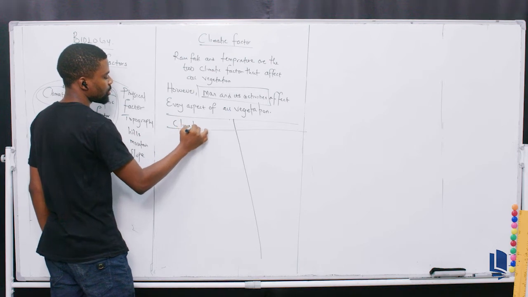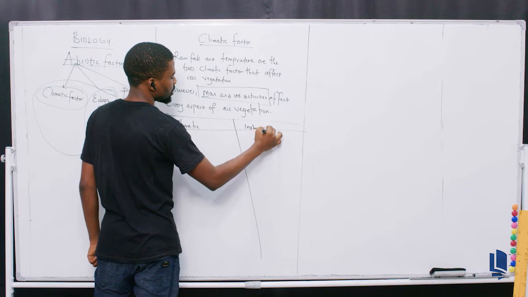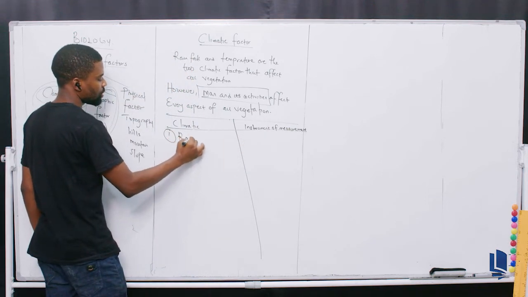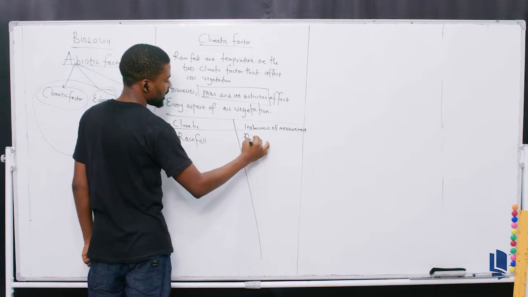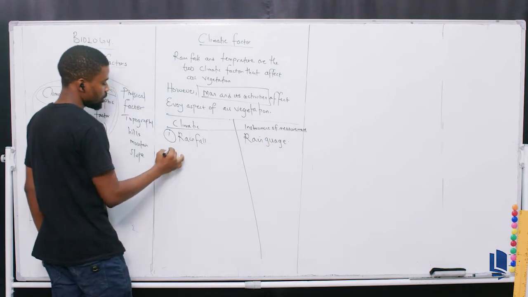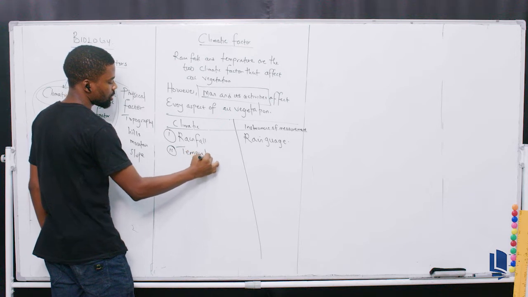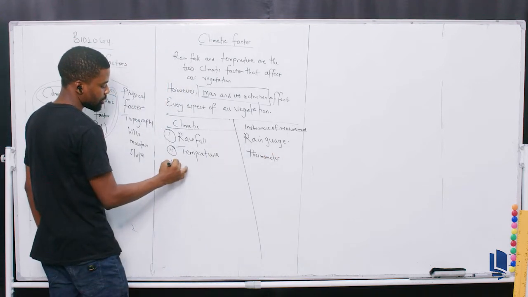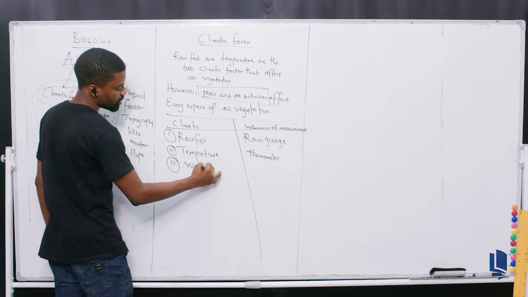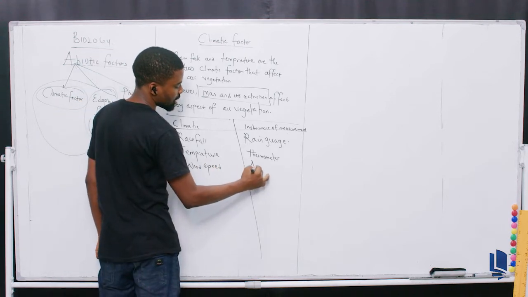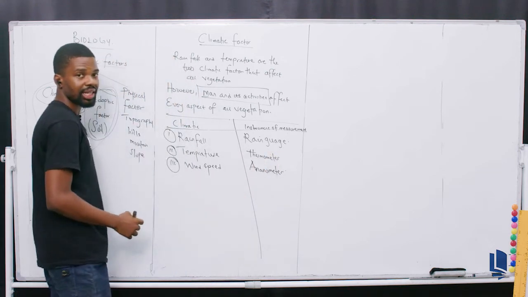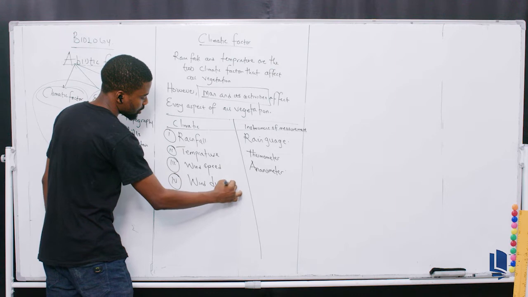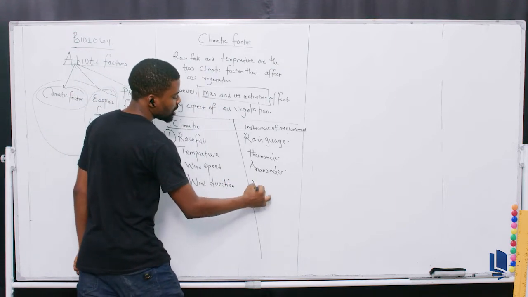Let's go to climatic factor, and then the instrument of measurement. I'm going to make the handwriting bold. The first one, we have rainfall. I believe you know this one has to be with the rain gauge. Number 2, we have temperature. We say it is thermometer. Number 3, we have wind speed. Wind speed, it is anemometer. Number 4, we have wind direction. Wind direction, we call it wind vane.